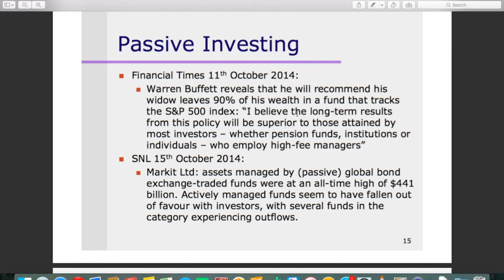Another case here, exchange traded funds. Now this is bonds. So assets managed are 440 billion as of the end of last year, or this time last year. Several active funds are losing money from investors, and passive funds are gaining a lot of that money. So we've seen this happening quite a lot in the last 20 years.